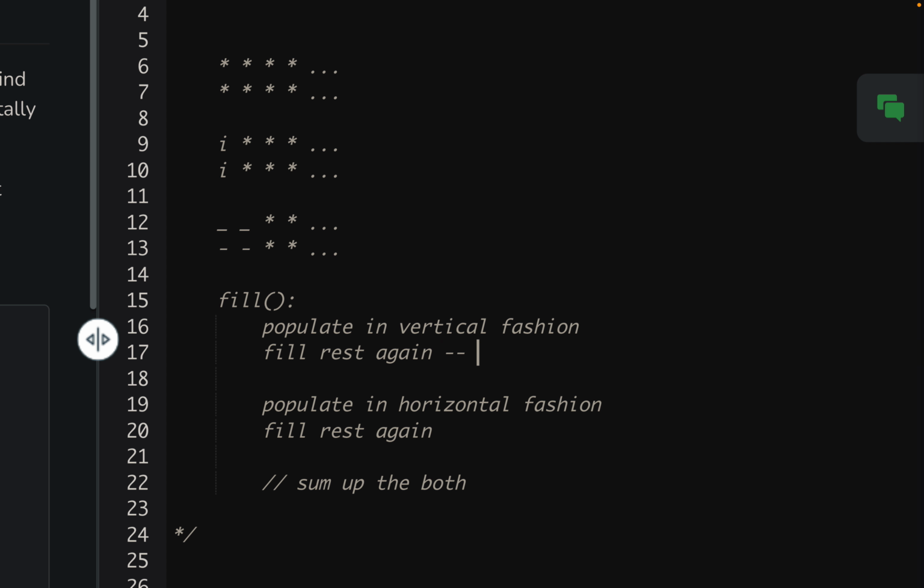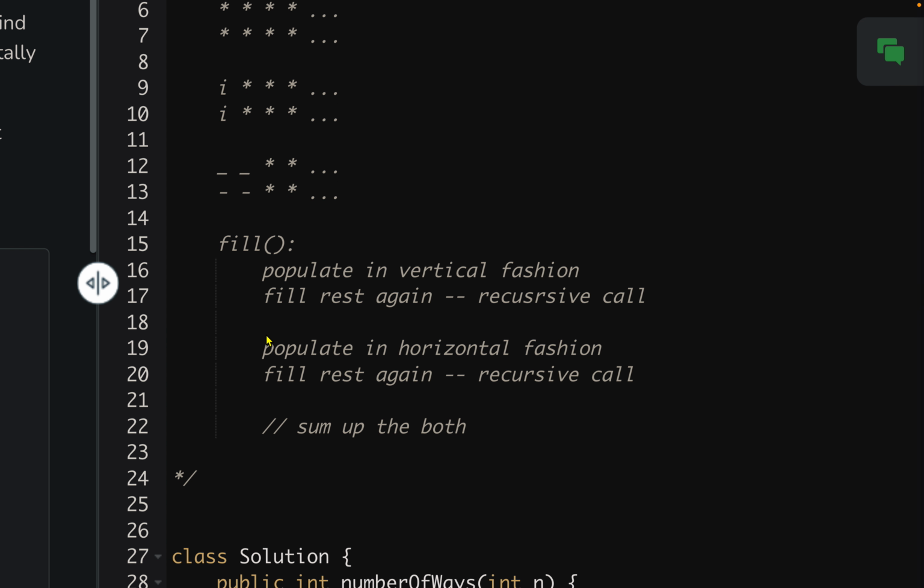Again, this is a recursive call, and this again is a recursive call, because we are going to fill it again, and our primary function was doing the job of filling. So yeah, this is somewhat what it looks like. Still, we are not concrete on the idea. So how shall we proceed?